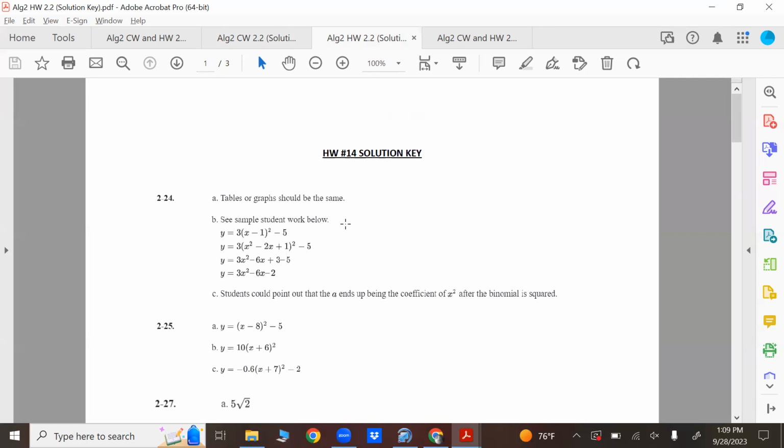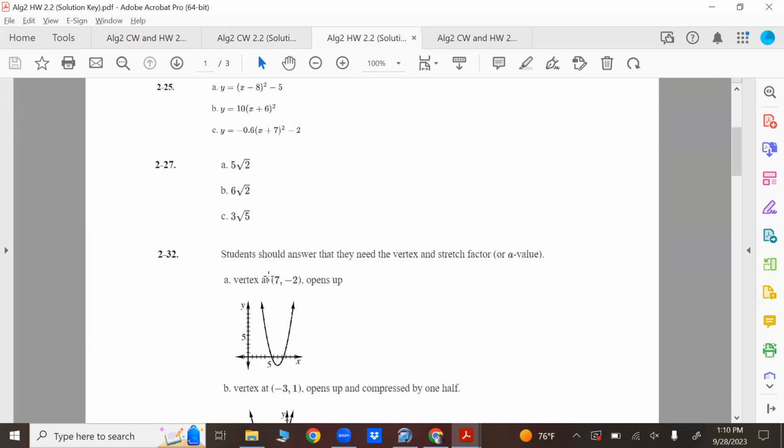So if you get stuck, of course, don't just copy the solution key. I'm going to check your homework to make sure you're showing some work. But if you get stuck, it's good to have the reference, right? So here are all the answers for the regular problems.